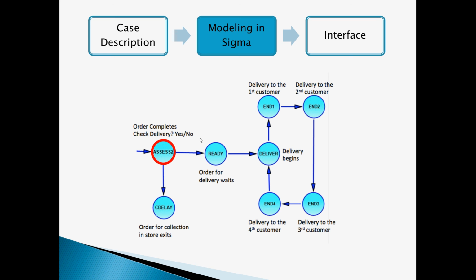At the second Assess node, we determine whether an order is for delivery or for pickup in the store. If no delivery worker is available at a given time, the number of orders ready for delivery will pile up. As soon as a delivery worker becomes available, he will work on that pile of waiting orders in batches of 4.